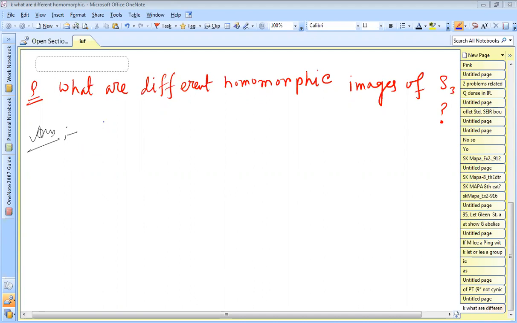In this video, we are going to show how many distinct homomorphic images of the group S3 are possible. Okay, so thanks for watching the video. Now let's go for the discussion. The question says that we need to find the different homomorphic images of S3, but here the difference means up to isomorphism.